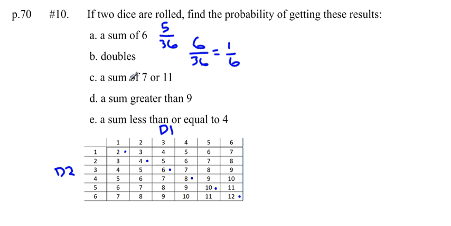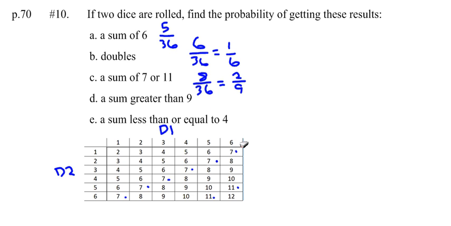Okay. Next, probability of getting a sum of 7 or 11. So let's get those old markings out of there. There are, let's see here, 1, 2, 3, 4, 5, 6 ways to get a 7. 2 ways to get 11, so the probability of getting either one of those sums is going to be 8 out of 36. And if you choose to reduce that, I believe that will reduce to 2 over 9.